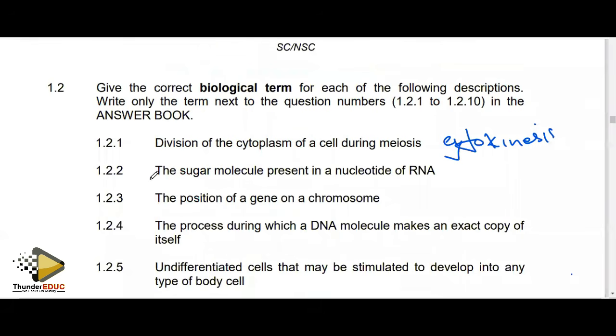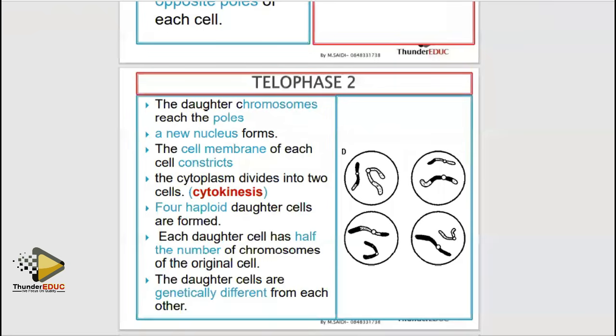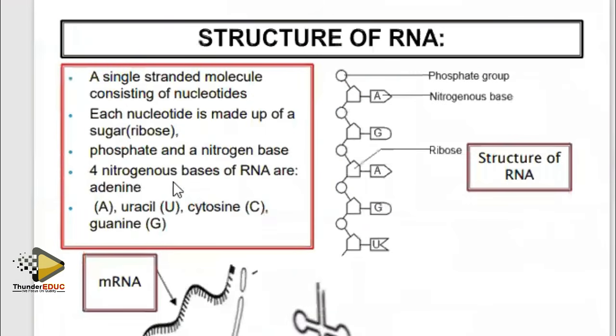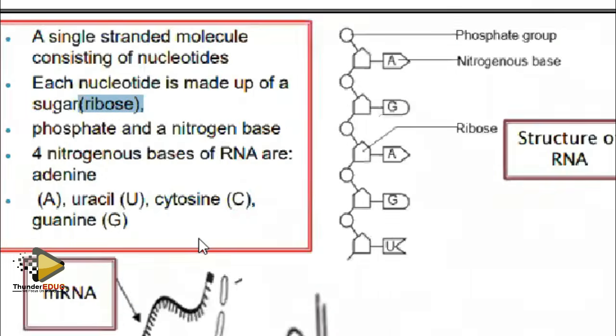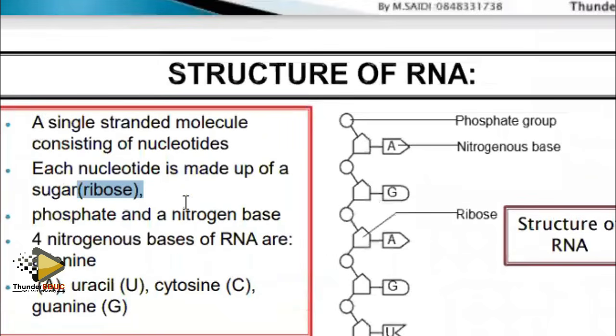And then we go to the next question, the sugar molecule present in the nucleotide of RNA. It means the kind of sugar which is found there is ribose. So where do we find this? We go back to our book on DNA, and we're going to find it here. It says a single-stranded molecule consists of nucleotides. Each nucleotide is made up of a sugar called ribose. So you see the answer is there. And this is the structure of RNA. So ribose is the sugar which is located in RNA.